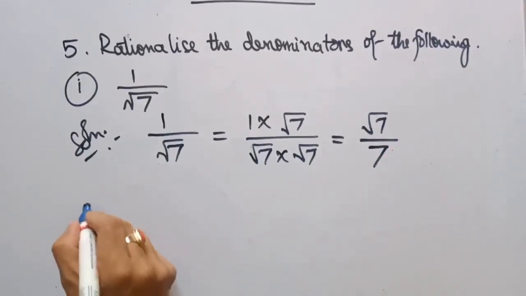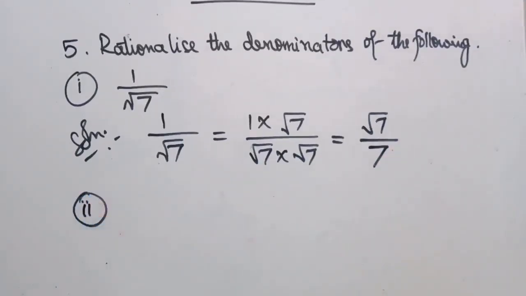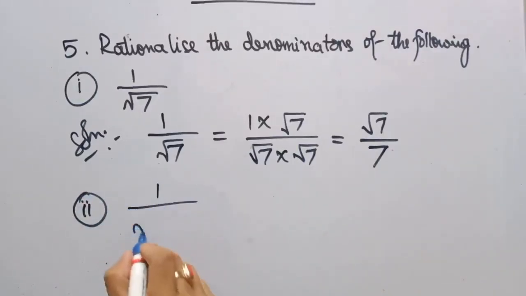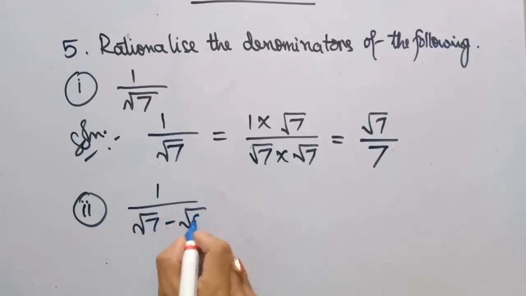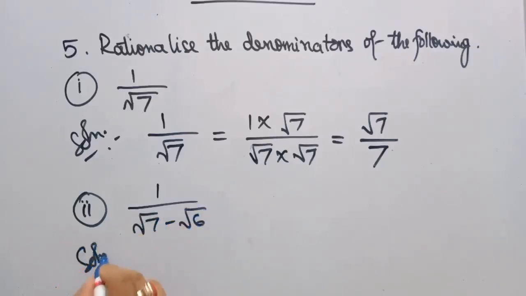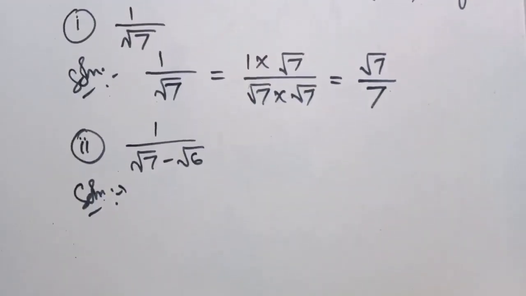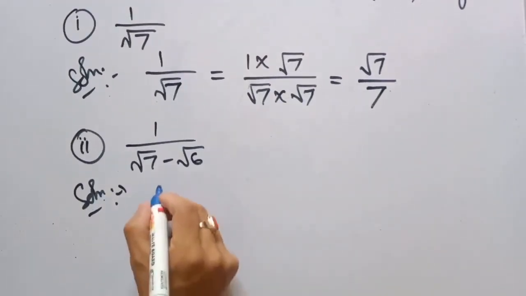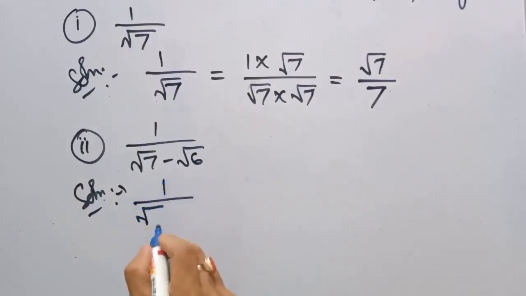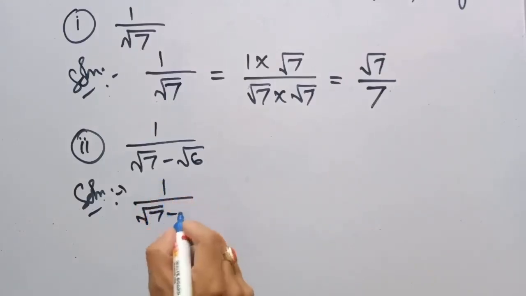Next, Roman number 2, 1 by root 7 minus root 6. So here also, to rationalize the denominator, we have to multiply both the numerator and denominator by root 7 plus root 6, which is the rationalizing factor of root 7 minus root 6.